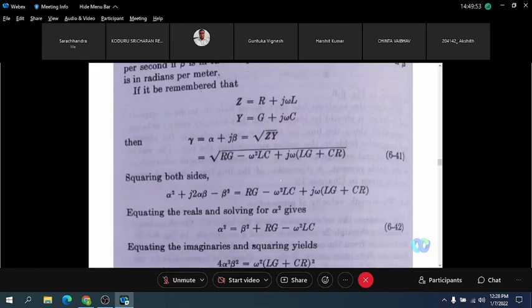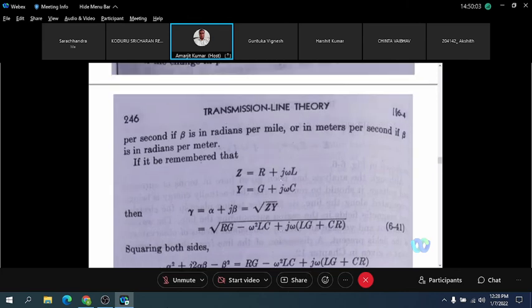Okay, now I was just telling that you can calculate alpha and beta in terms of R, L, G, C and omega. So the same thing is done here. So beta will be in radians per meter, 2 pi upon lambda.